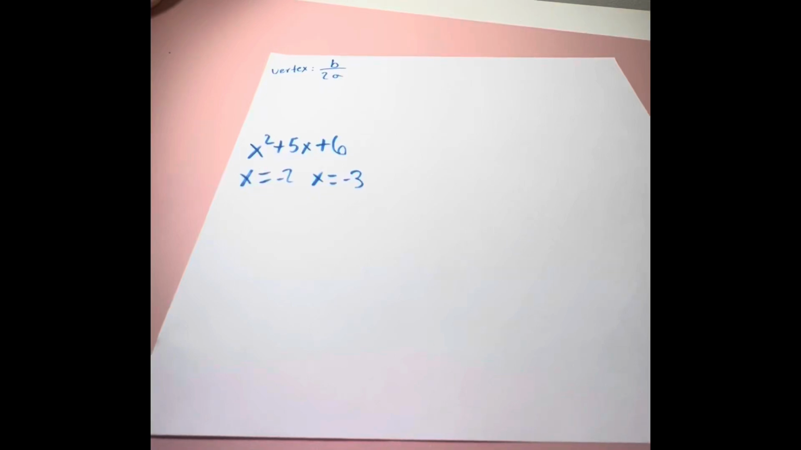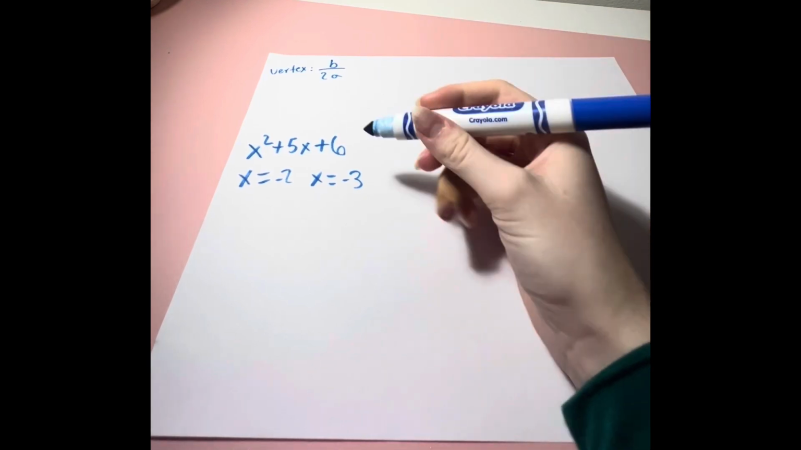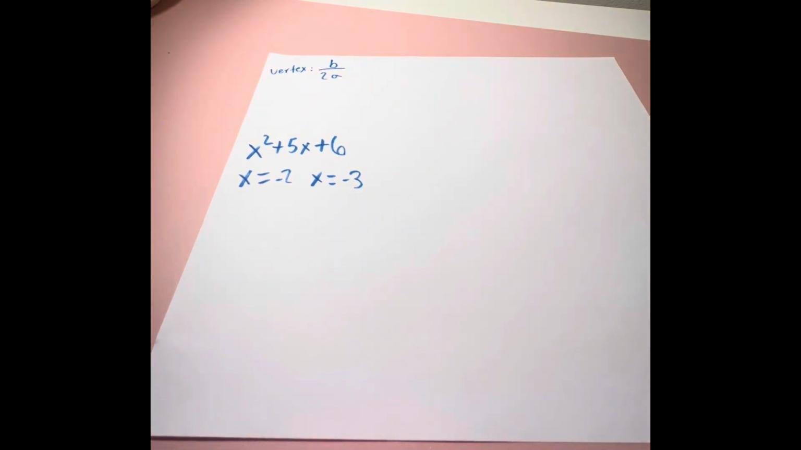Alright, we are going to be learning how to solve quadratics by graphing. Whenever we graph this, we're going to create a parabola. A parabola is going to be this fun U-shaped curve graph. And we're going to need to find the x-intercepts, the vertex, and the y-intercepts in order to graph this.